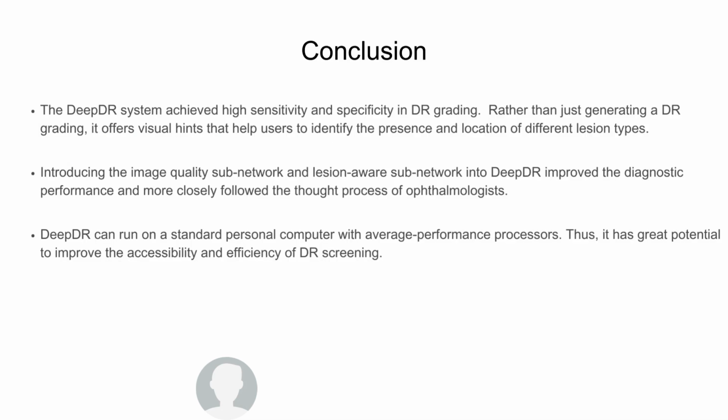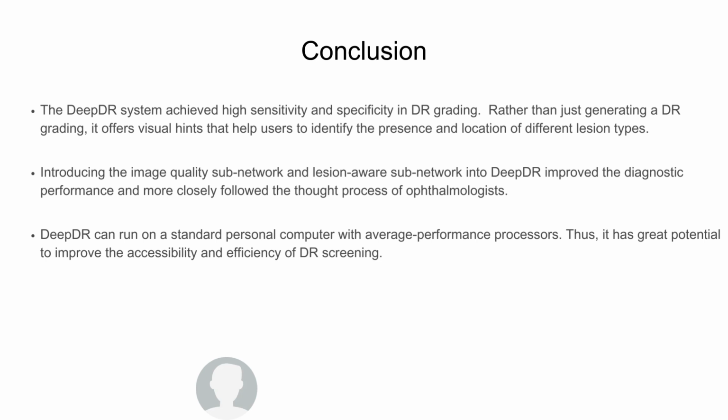To conclude, we can see that the DeepDR system has achieved high sensitivity and specificity in DR grading. Rather than just generating a DR grading, it offers visual hints that help users to identify the presence and location of different lesion types. As you have seen, they have introduced the image quality subnetwork and lesion aware subnetwork into DeepDR, which has improved the diagnostic performance and more closely followed the thought process of ophthalmologists.